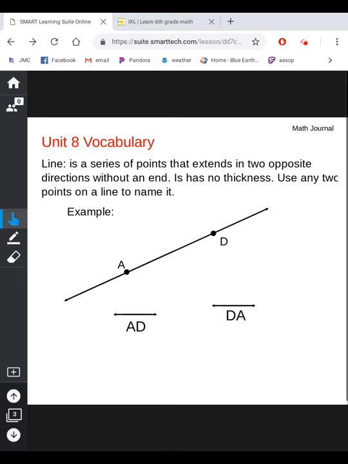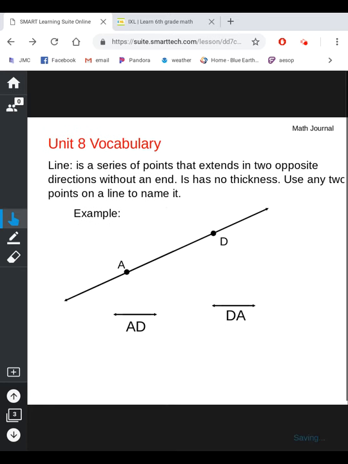Our next vocabulary word is a line. So a line is a series of points that extends in two opposite directions and does not have an end. There is no thickness, and you can use any 2 points on the line to name it. So as you see our line here, with these arrows, it means that it is extending in both directions, and that means that it's going on and on. There is no end to it.